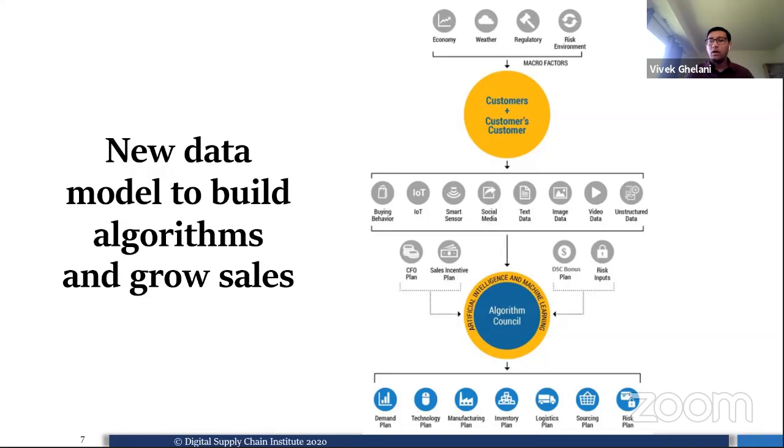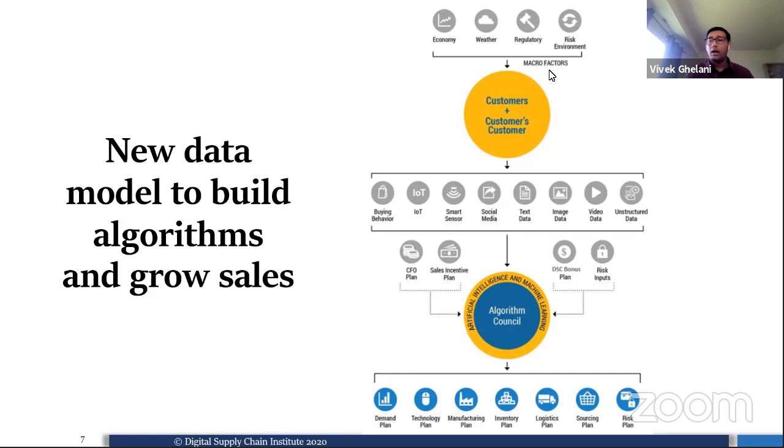And when we talk about data, it's not always about big data. When we talk about data, it's always about the right amount of data or the right influencing factors of those models that you should use. So at DSC, we developed a new data model that counts in all the factors.